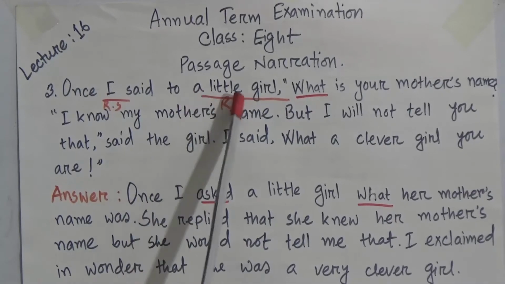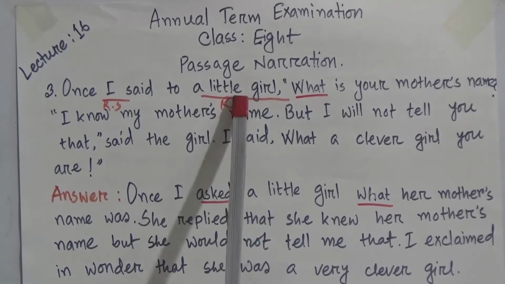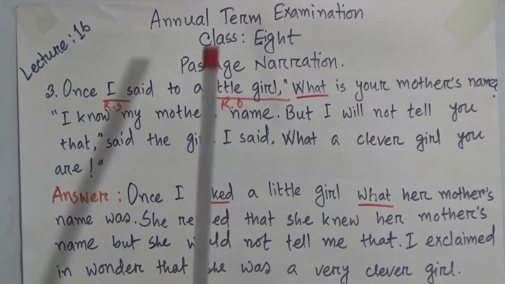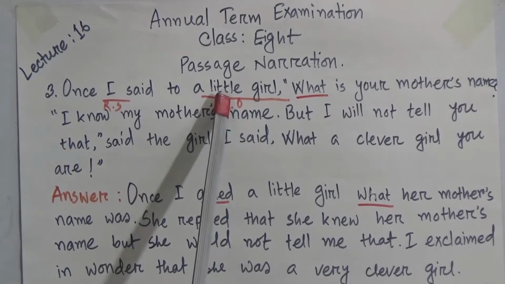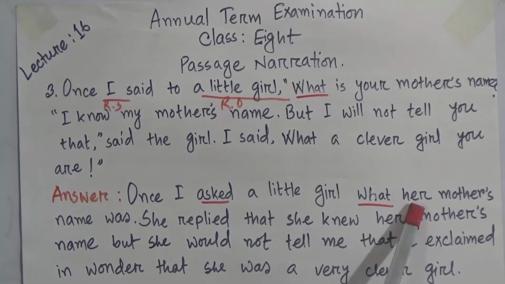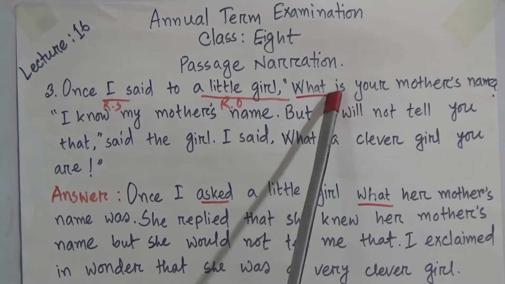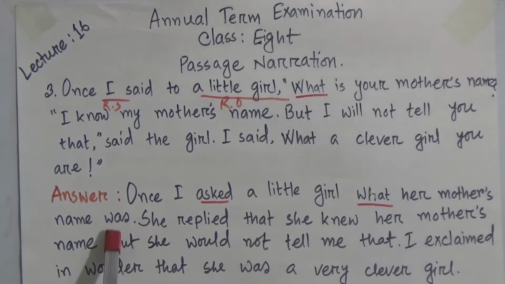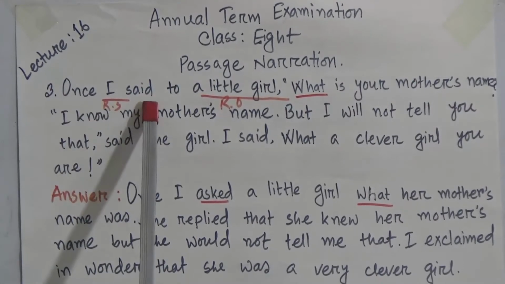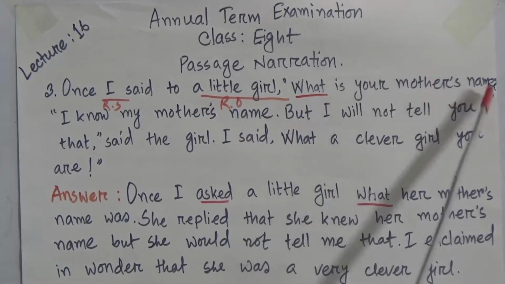So the object was a little girl. What is the pronoun of a little girl? The pronoun of a little girl is she, and your is in the objective form. Then what is the objective form of she? Her. So we have to use her, then mother's name, then is in the present form, so it would be converted into past form, was. So the first line's answer would be, once I asked a little girl what her mother's name was.